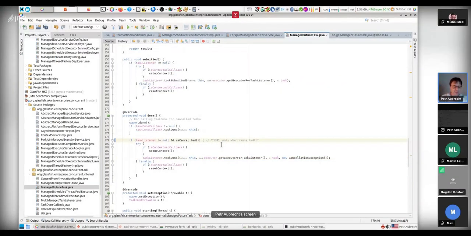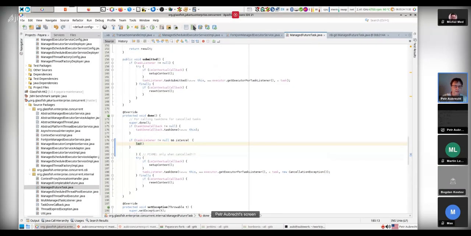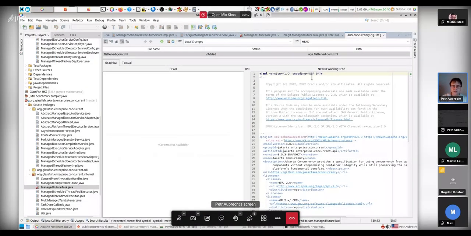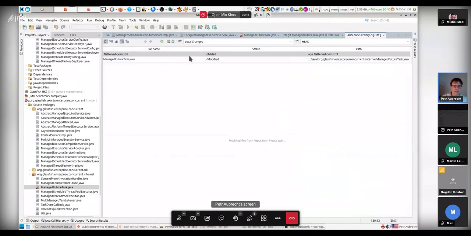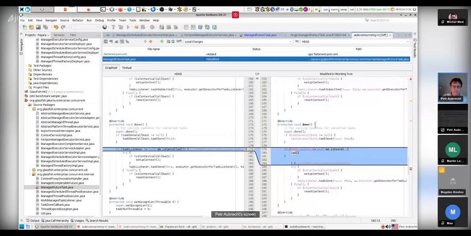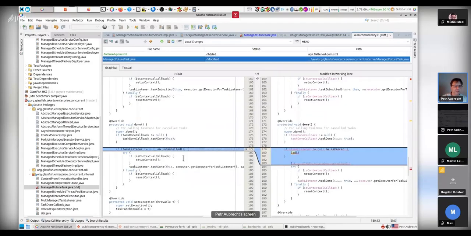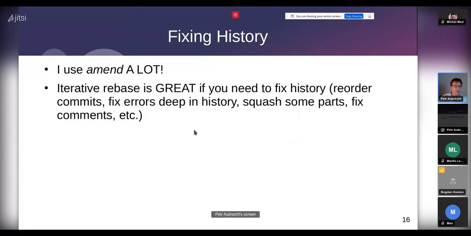this commit. So let's say change something, review the change. Interesting. This file, this is the change, and I say commit, and here I have the option to amend the last commit. So the last commit is being replaced. Which I will not do. So I use amend very often.